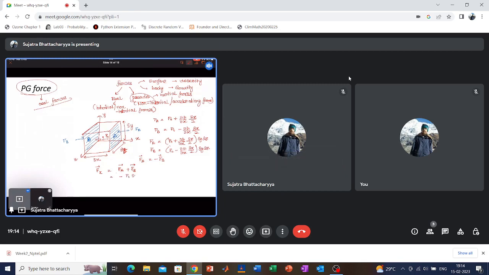So P naught delta y delta z minus delta P delta x by 2 delta y delta z. Fine. And FB is in the positive x direction, so it will be P naught delta y delta z minus delta P delta x by 2 delta y delta z. And I can chop out this particular term. So what I am left with in the x direction is minus delta P delta x into delta x delta y delta z.